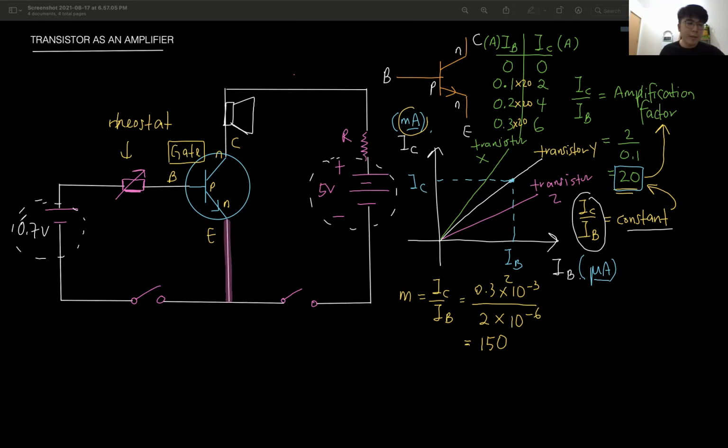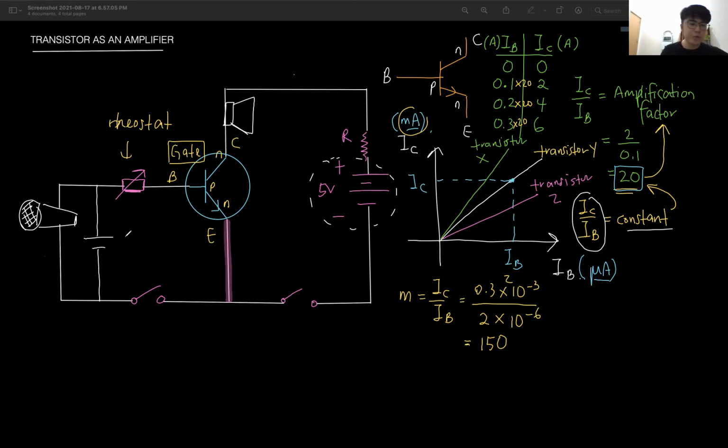Here, I would replace this with a microphone. Okay, so the microphone is now my input voltage. Like this. Okay, my input voltage. And then sometimes you will see I will also put one battery here. What is the function of this battery?